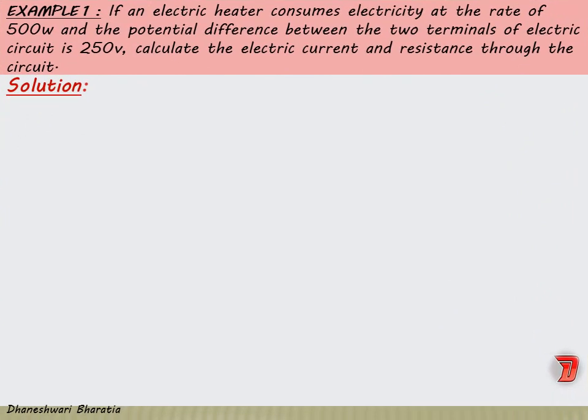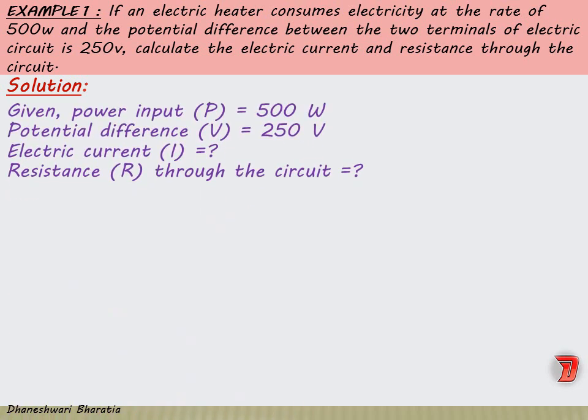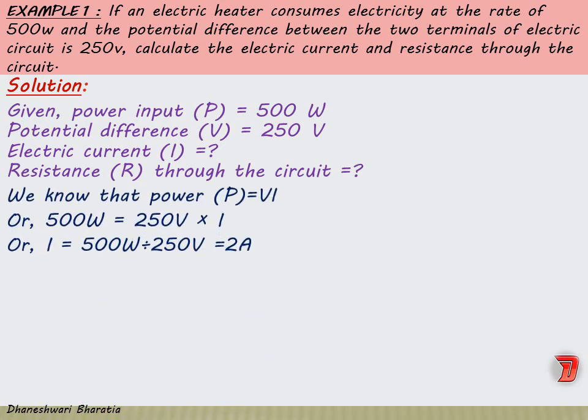Now let us see the problem solving. If the electric heater consumes electricity at the rate of 500 watt, 500 watt is given, and the potential difference between the two terminals is given, calculate the electric current I and resistance R through the circuit. Now we will list the given things. Fine. To find I, what will we need? First equation, P is equal to VI, right? So by using this formula we will be able to find I.